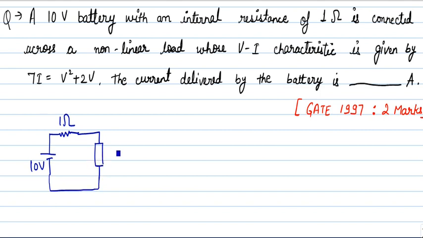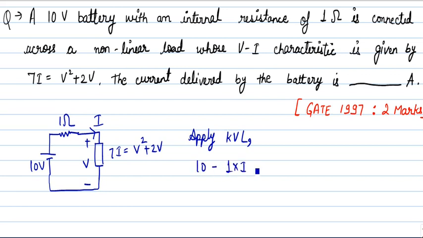This load is a non-linear load and its VI characteristic is given as 7I = V² + 2V. So here the voltage across this load is V and the current entering this load is I. So now apply KVL here. So we will get here 10 minus 1 into I minus V is equal to 0. And now we have to find I from this non-linear equation.